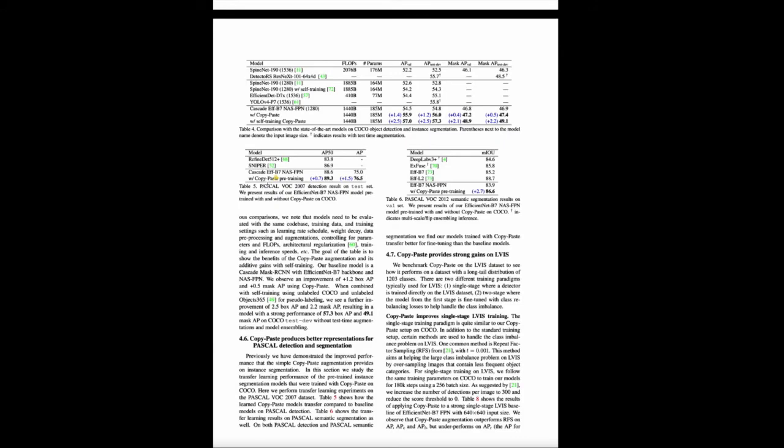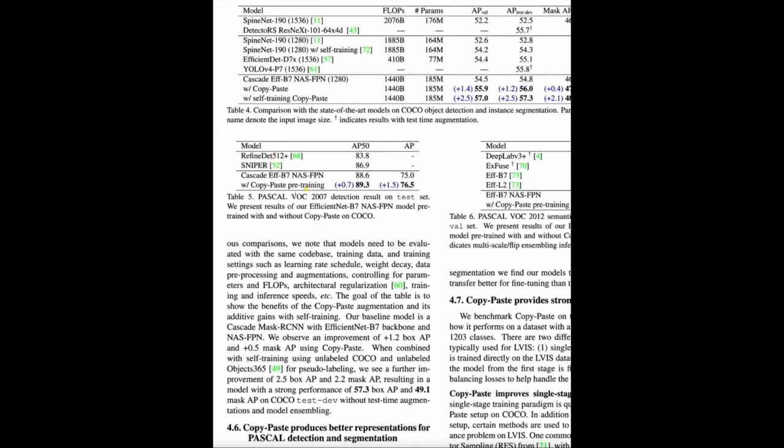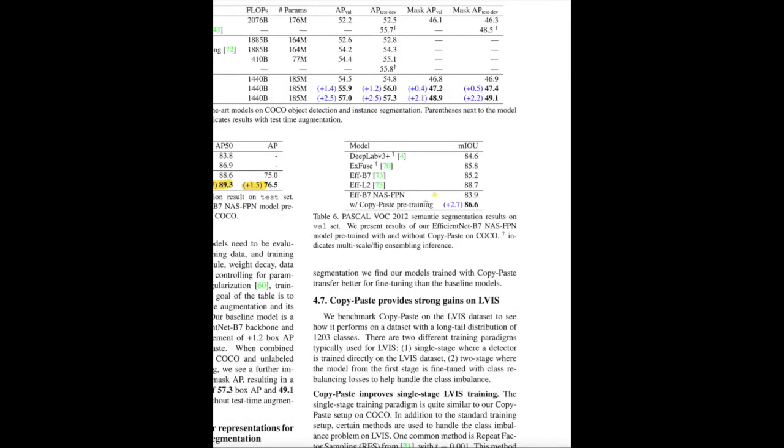They also showed that this method of copy-paste can help on transfer learning tasks. So let's say you have the network trained on COCO, and then you test it on the Pascal VOC test set. If you go with the model RefineNet or Sniper, you get this average precision 50. But if you use Cascade EfficientNet, you get a little bit more. So they take the best one and they add the copy-paste idea on top, and then they get better average precision.